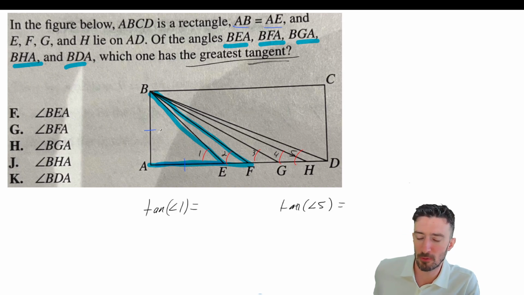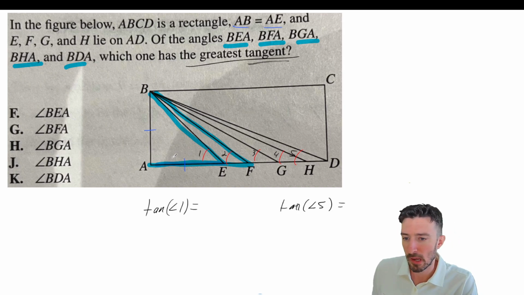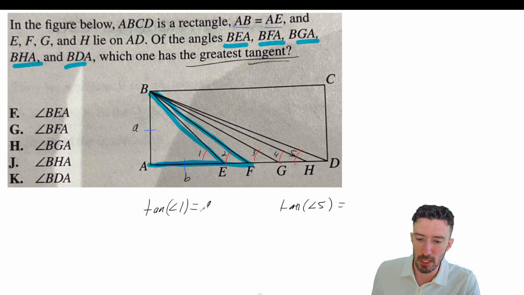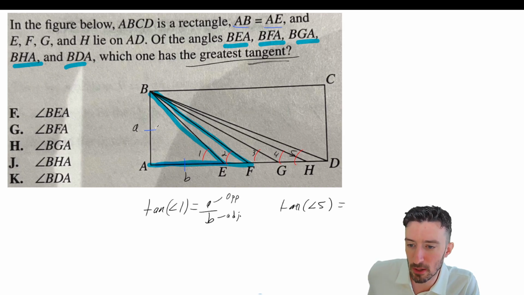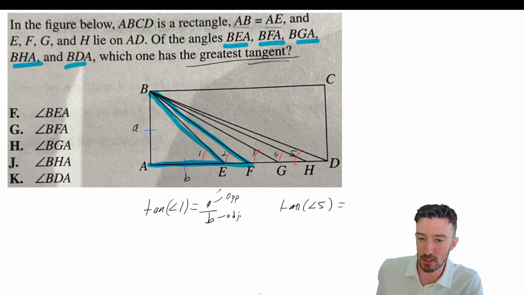Well, if I wanted to set up some work for tangent of angle 1, I could start by just labeling these sides. Let's say I called this A and I called this B. Then tangent of angle 1 would be A over B. It's opposite over adjacent. So the opposite of angle 1 there is A, the adjacent is B. Okay, so that's A over B.